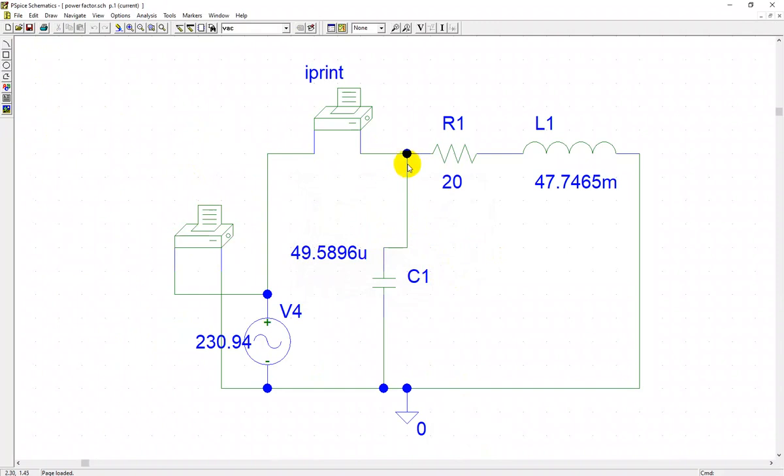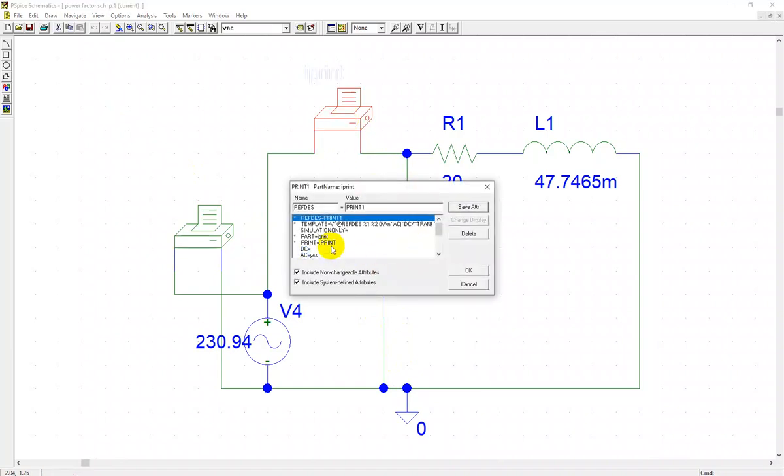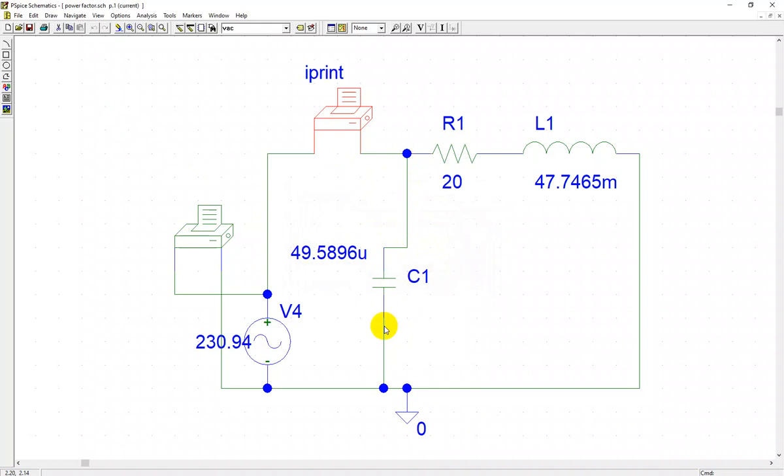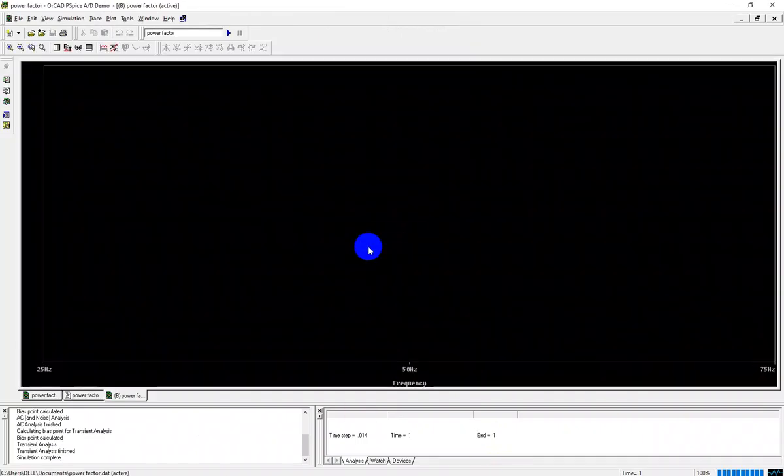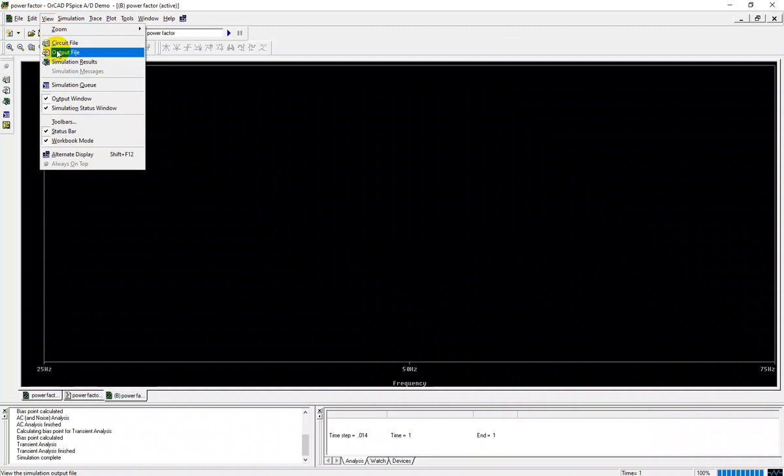So what you have to do is add the capacitance for a single phase value you have calculated as 49.589 micro. So U stands here for micro. So I print it is same. So what you have to do is only add a capacitance here and then run the simulation. It is for AC. Go to view, output file.